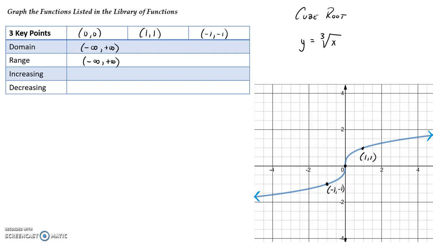And for our increasing piece, we want to know where the graph is going uphill as we look at it left to right. So this whole section of our graph is always going to be increasing. So it's increasing on this entire interval from negative infinity to positive infinity. Decreasing functions will be going downhill as you look at them from left to right. This function does not have any spots where it's decreasing, so there are no intervals where it's decreasing.